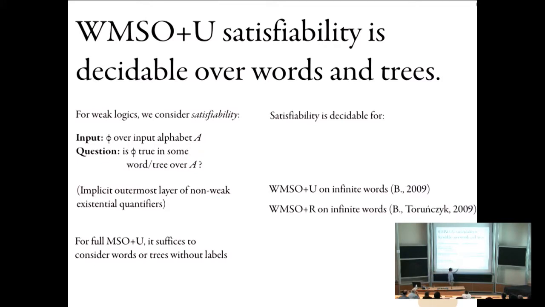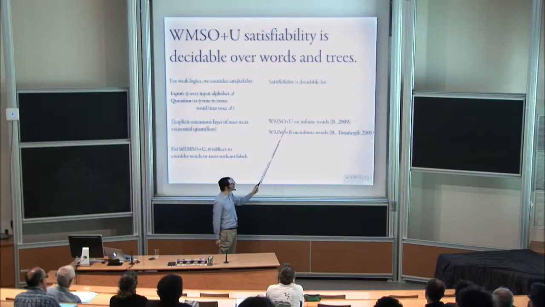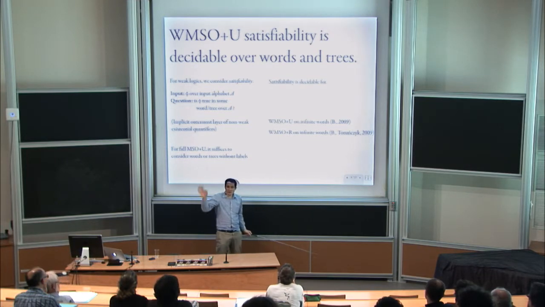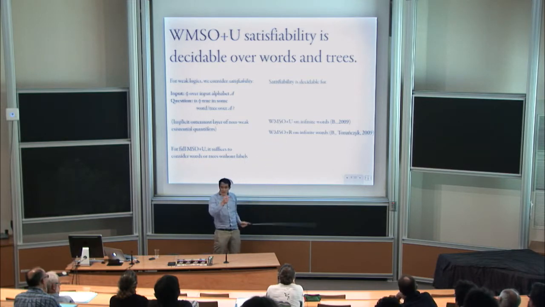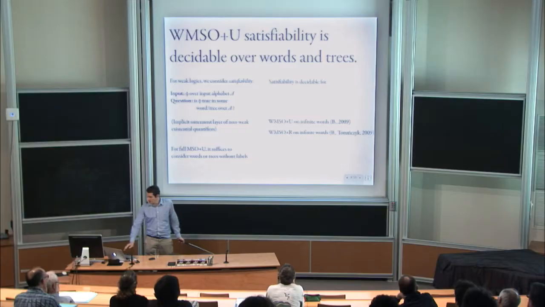There's another quantifier here, which is called R. The idea is that this corresponds to lim sup and this corresponds to lim inf. In the presence of full set quantification, as in MSO+U, U and R are interdefinable, but for weak logics they're not. So there's this different result.